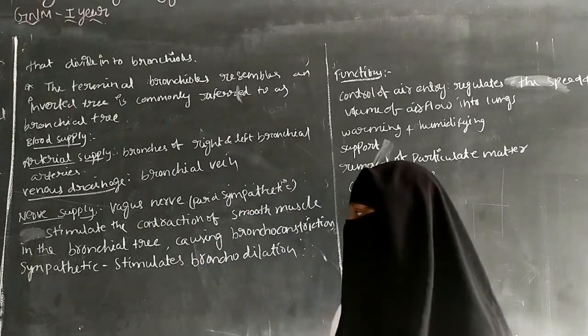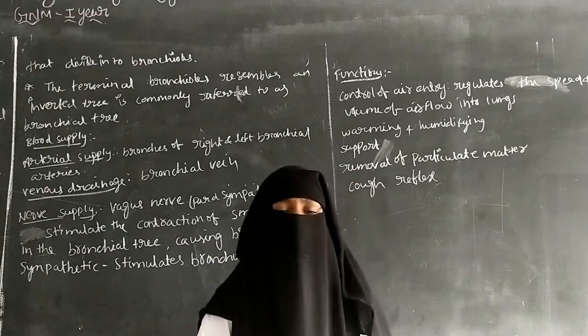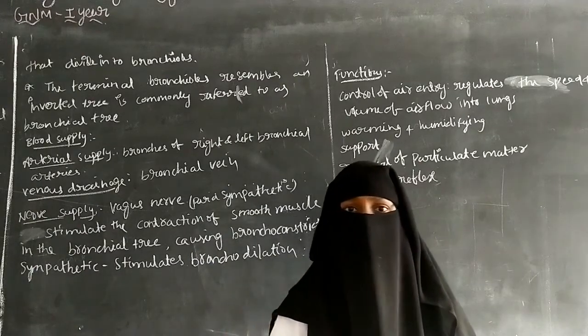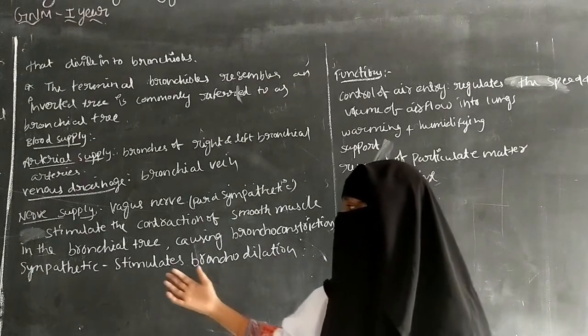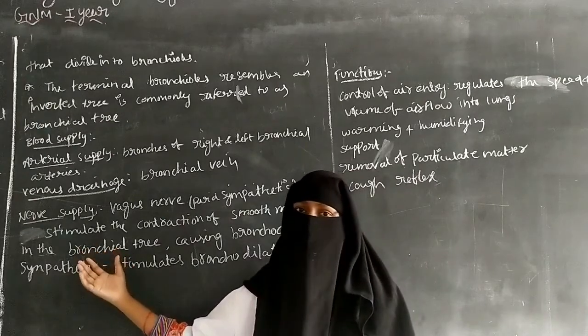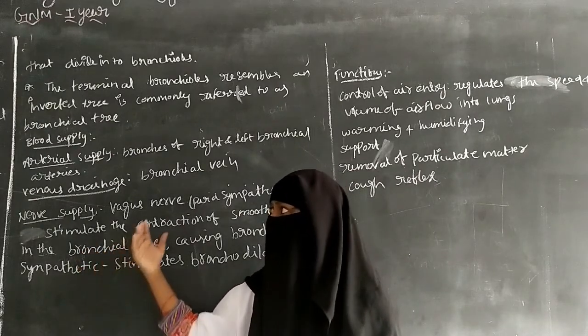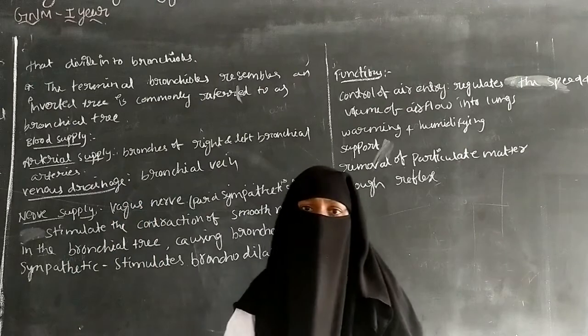It stimulates bronchodilation, which is a dilation of the bronchus. It is done by the sympathetic nervous system. This is the nerve supply to the bronchi and the bronchioles.